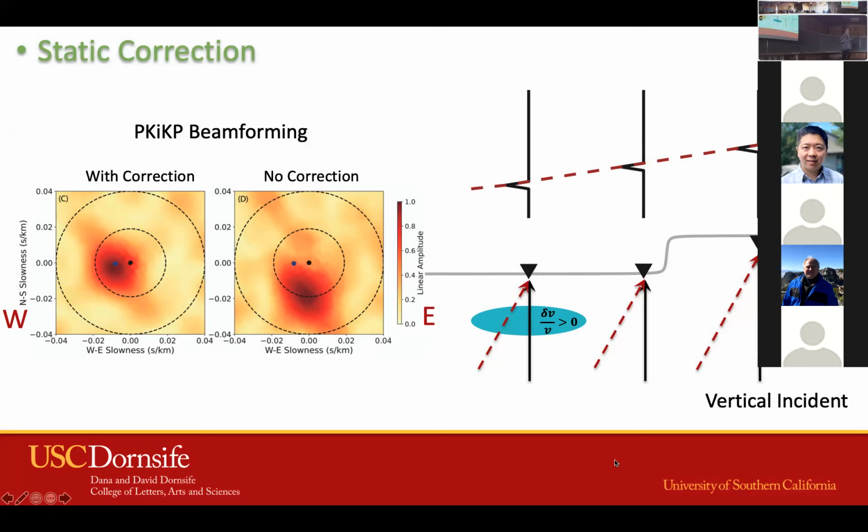When we look at the beamforming for another event from PKiKP, we can find that after we apply the static correction, we can move the observation of the energy from PKiKP from here to the location around its prediction. The blue dot is the predicted PKiKP arrival direction.